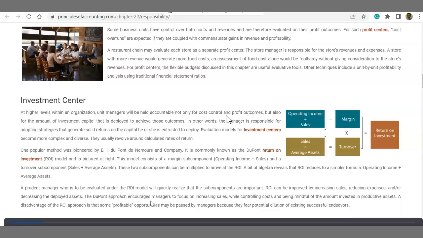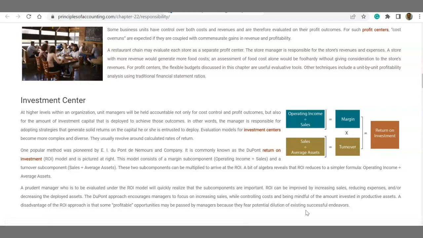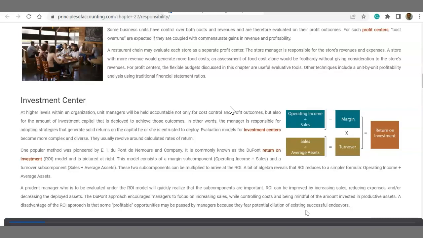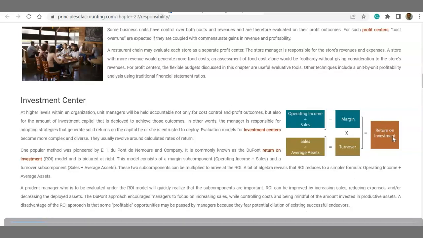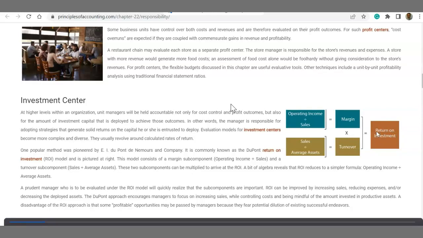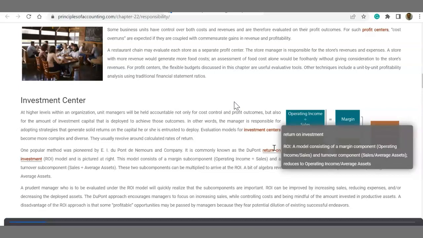So the DuPont approach encourages managers to focus on increasing sales while controlling costs and being mindful of the amount invested in productive asset. A disadvantage of the ROI approach, and this is very important, is that some profitable opportunities may be passed by managers because they fear potential dilution of existing successful endeavors because of increasing the asset. So what I'm saying is, look here, it says return on average assets, right? Return on investment. If you add brand new equipment, that will increase the denominator, which is average asset. Where's the formula? Right here, average asset.